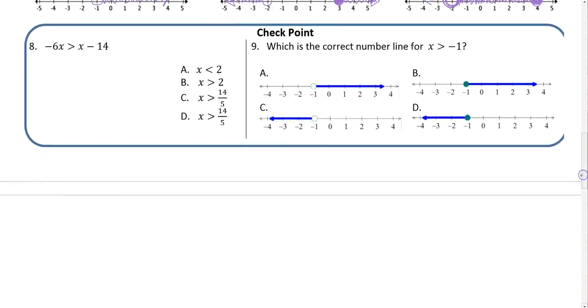Okay, you have 2 more checkpoints. Please show your work on your note packet and submit your final answer.